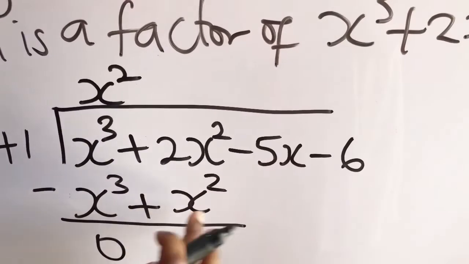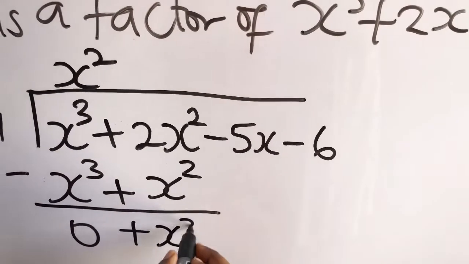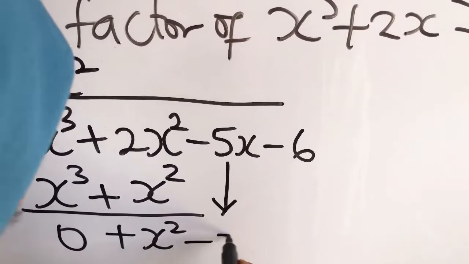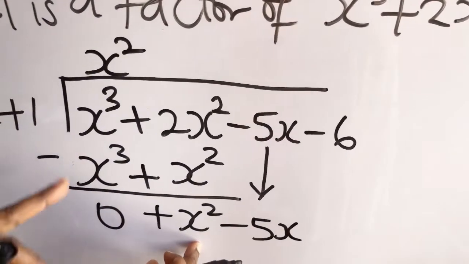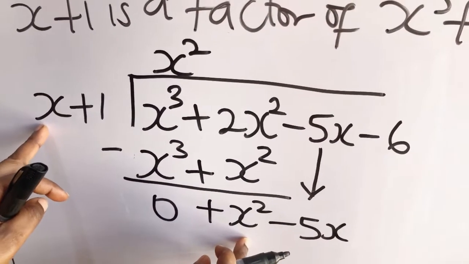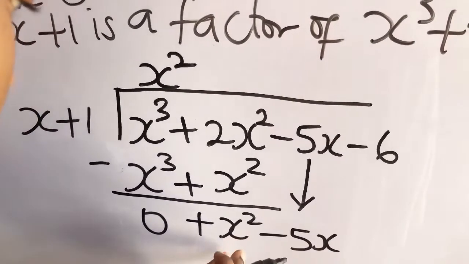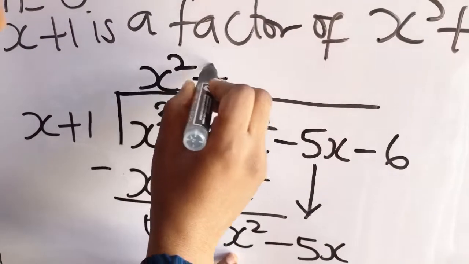2x squared minus x squared gives x squared plus x squared. Then bring down the next term of the dividend to form the new dividend. So now we want to use the first term of the divisor to divide the new dividend. So x squared divided by x gives plus x.